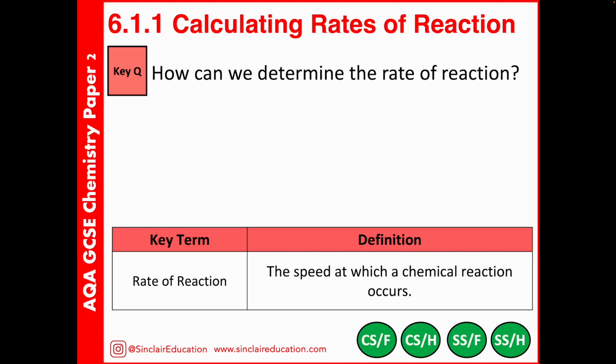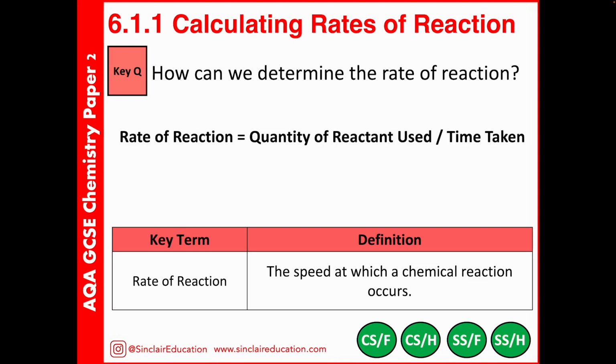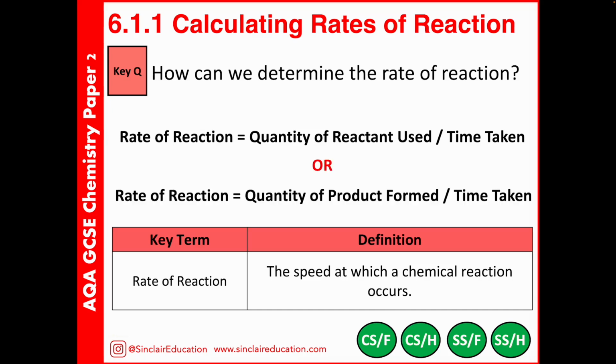Now, when we talk about rate of reaction, this is the speed at which a chemical reaction occurs, and there's a couple of ways that we can find the rate. This is really a measure of the quantity of reactant that was used up in a given time, or it can be how much product was formed in a given time.